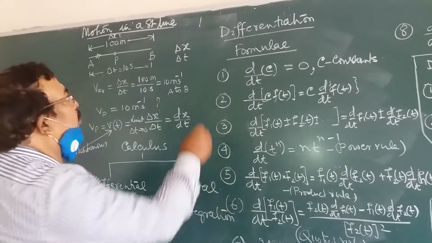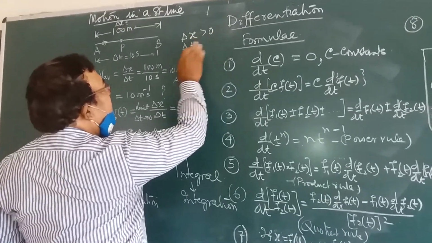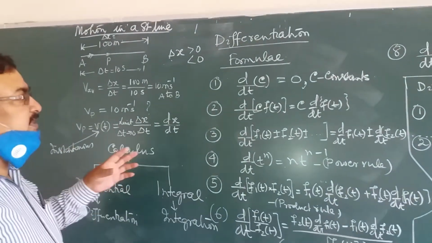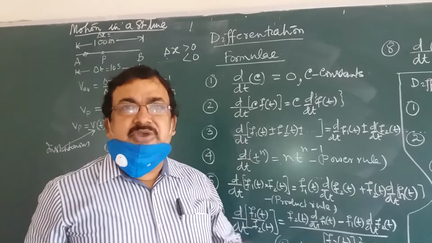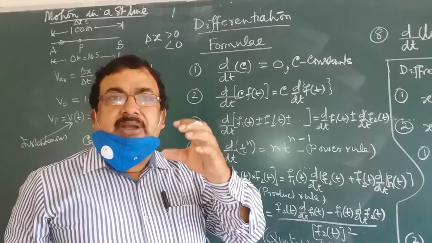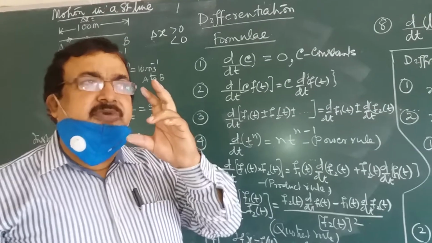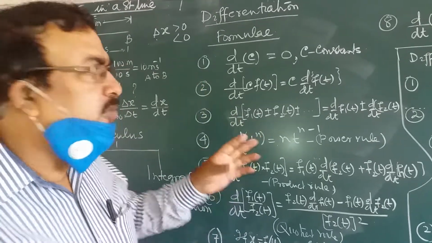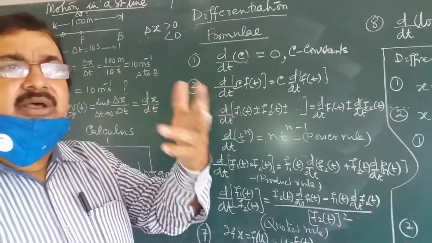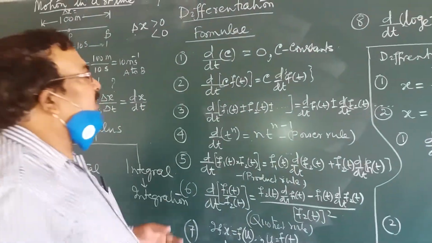Now this delta x, the change in value between final and initial value, or delta t, in terms of calculus, if it is positive, is called an increment. If it is negative, it is called a decrement in the value. In differentiation, just like a plus b whole square is equal to a square plus 2ab plus b square, which sometimes we have not understood but we remember the formula, similarly in differentiation we have many formulas, but I am giving you some limited formulas which we will be using in discussion of motion in one dimension.